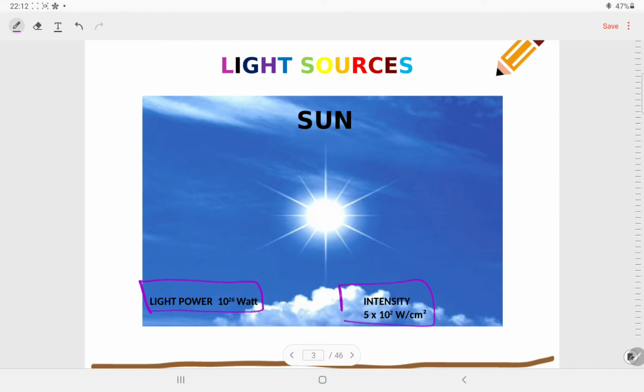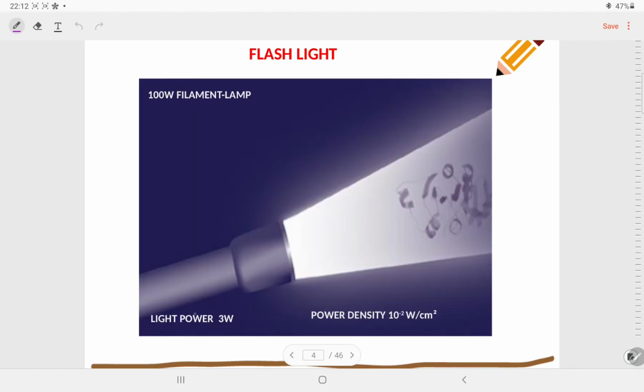We are going to compare our laser light with the sunlight later on. Here is the flashlight, and the light power is also given, along with the power density of the laser light and a 100 watt filament lamp. This example is well known to us because we use it for home uses. But there is a major difference between the flashlight and laser light. Laser light possesses monochromaticity, high coherence, high intensity, and high unidirectionality, but the flashlight, an ordinary light source, does not possess these characteristics. We'll understand what these characteristics actually are.